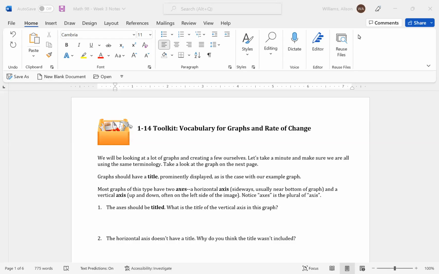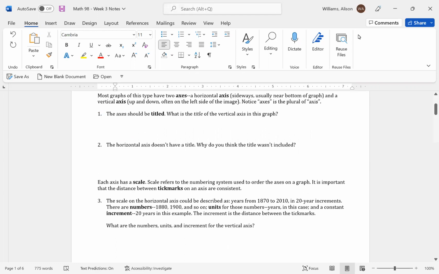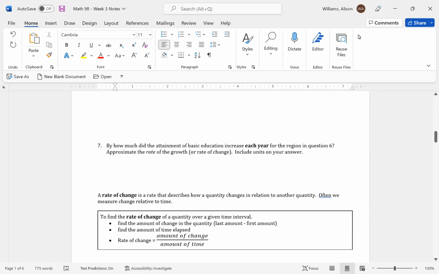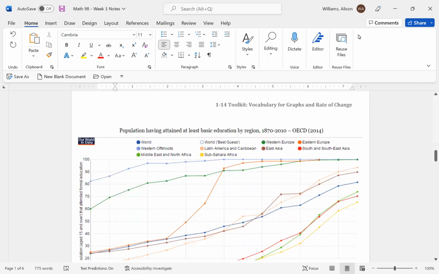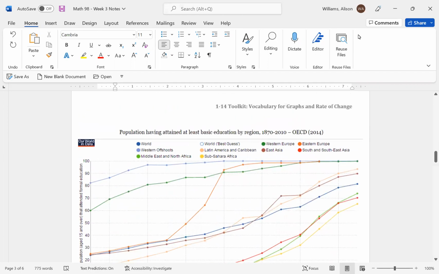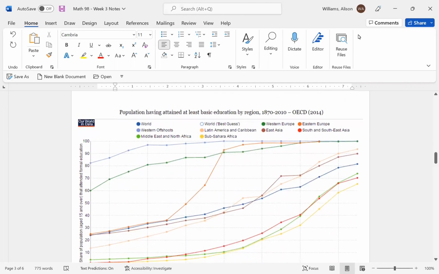In this video, we're going to talk about graphs, primarily looking at vocabulary, and this concept called rate of change. This particular little group of problems starts off by saying, take a look at the graph on the next page. When you print this out, it does show up on the next page by itself, but on mine, I have to scroll all the way down to page 3. There it is. Here is the graph they are referring to.